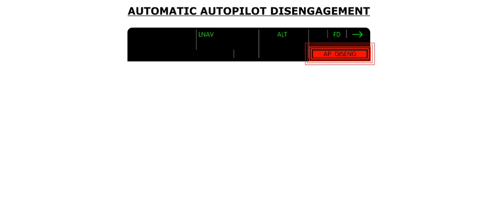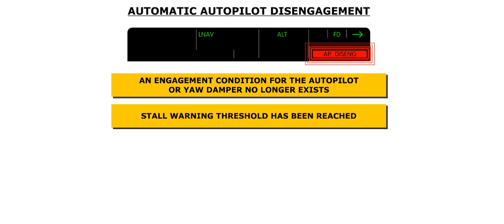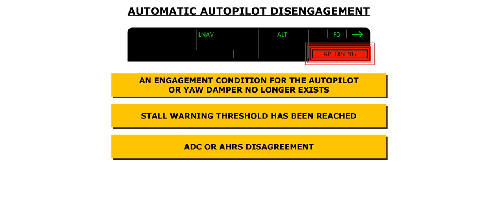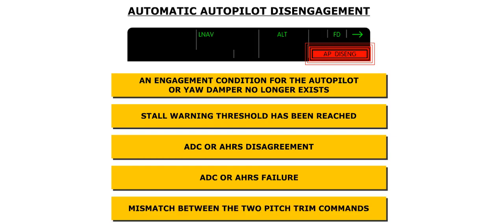If engaged, the autopilot will automatically disengage in the event one of the engagement conditions for the autopilot or yaw damper no longer exists. The stall warning threshold has been reached. There is an ADC or AHRS disagreement. There is a failure of one ADC or one AHRS. Or there is a mismatch between the two pitch trim commands.